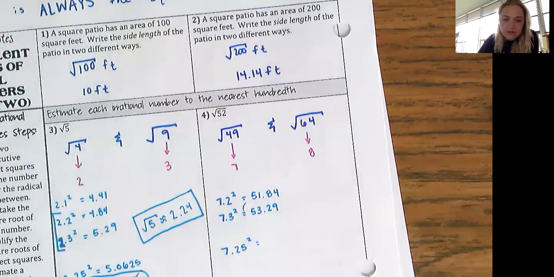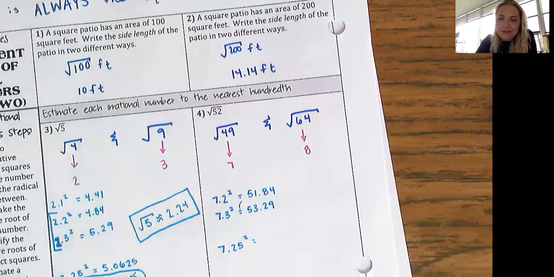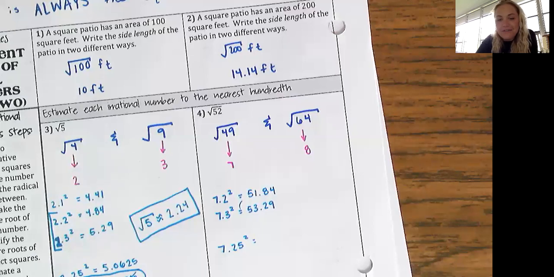7.25. Oh my goodness. Do you see how silly that was? I just typed in 7.25. I didn't even square it. There we go. I've got 52.56. I'm just going to say 56 instead of writing all that stuff down.